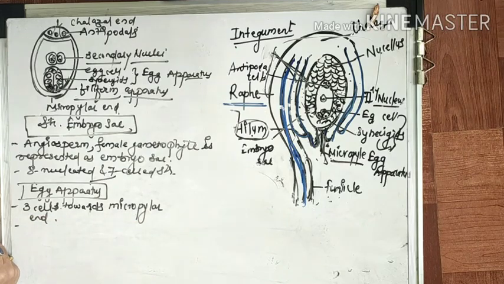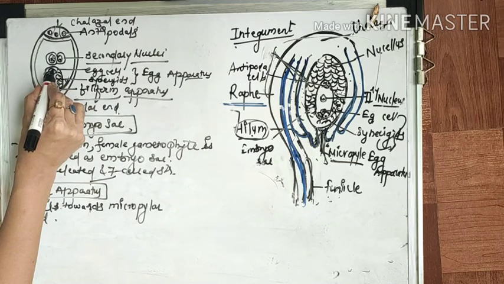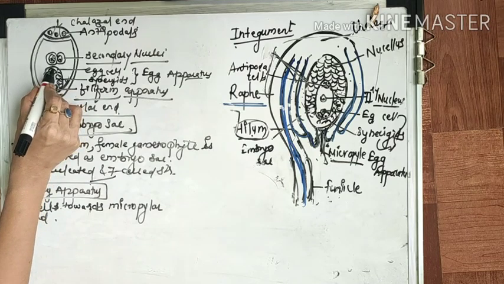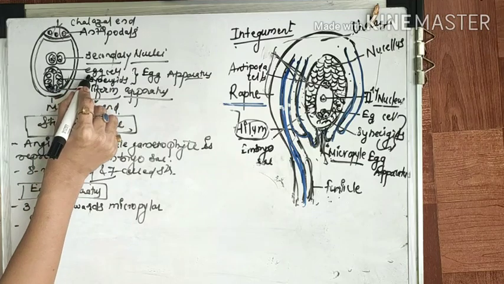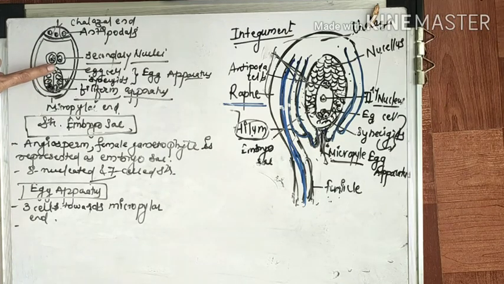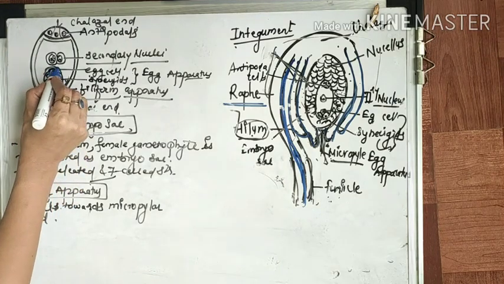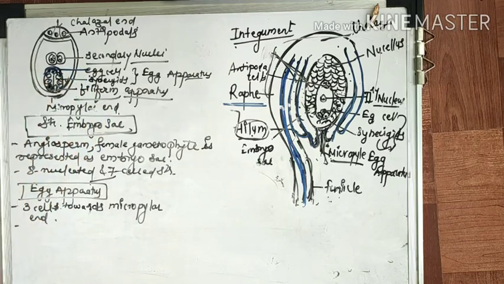Okay, now the central cell is this female gametophyte. You can see the central one. The central cell is the female gametophyte, also known as the egg cell, which is flanked by these 2 cells. You can see this cell is flanked by these 2 cells. That cell is called the egg cell.